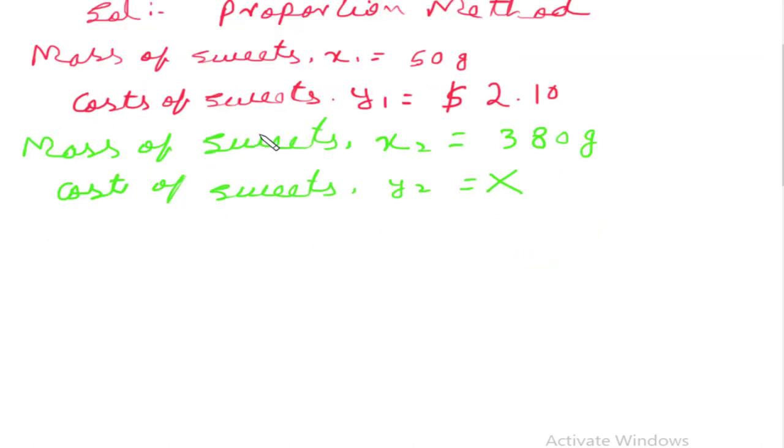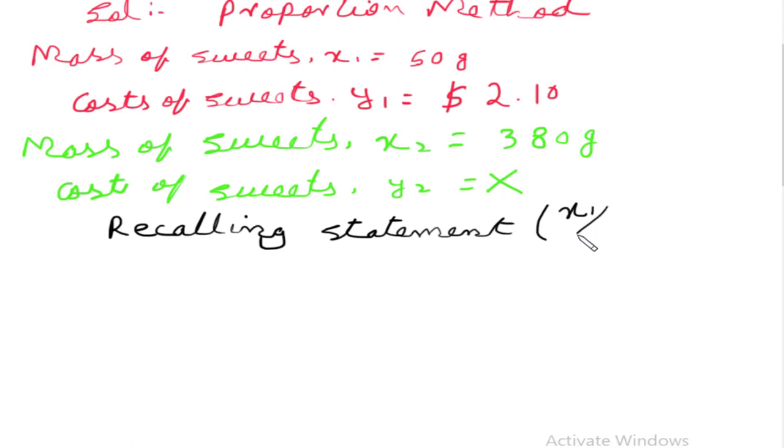As we have, we write a proportion to represent this relationship. In our question, we have 50 grams of sweets for $2.10. We want to find out the cost of 380 grams of sweets. So we want to set up a proportion, recalling a statement which I have proved in my first lecture of this series. Let me recall that statement: x sub 1 divided by y sub 1 is equal to x sub 2 divided by y sub 2.